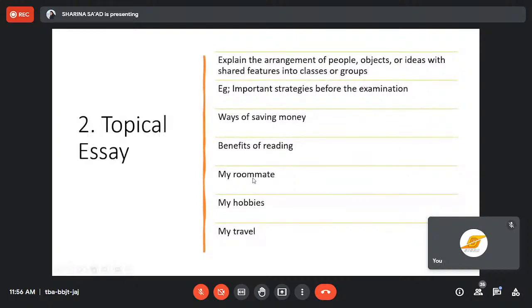I'm not going to tell you which essay type is easier or more difficult for me; all the essay types have the same level of easiness or difficulty. But the important thing is that whatever essay type is given to you, you are ready to tackle it. It is important for you to know the type of the essay before you write it. Okay, this is topical.